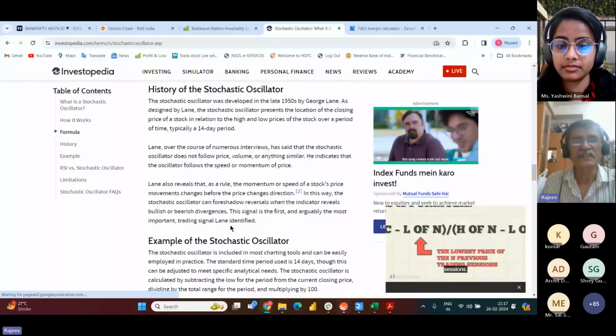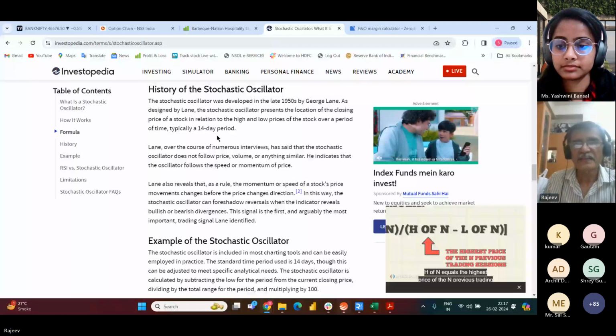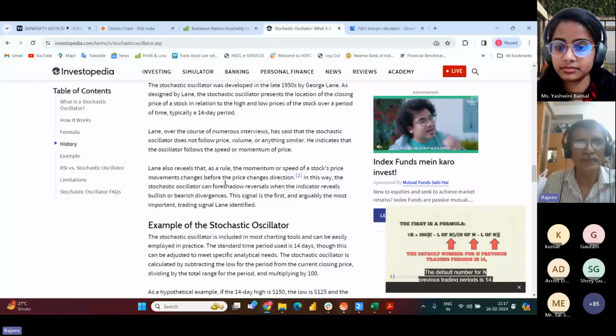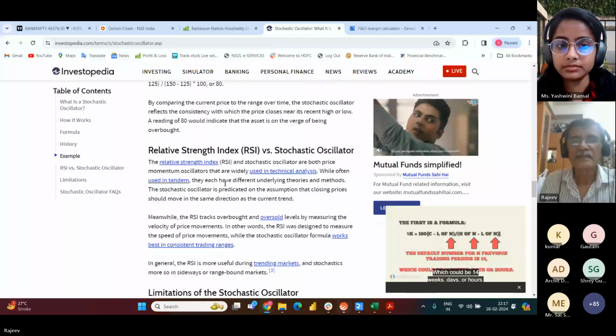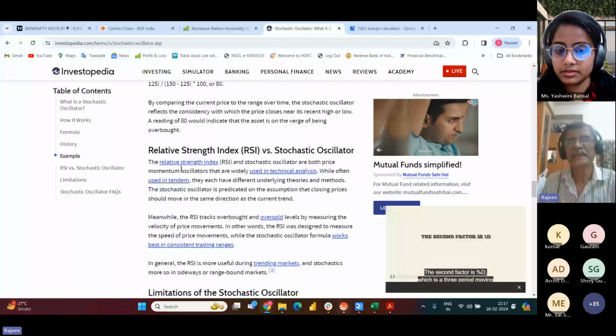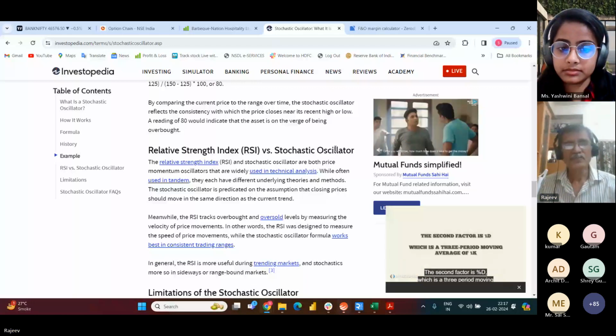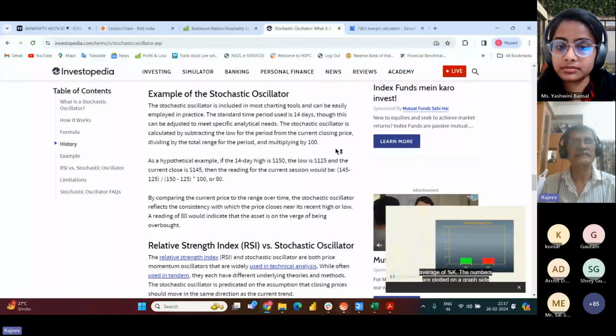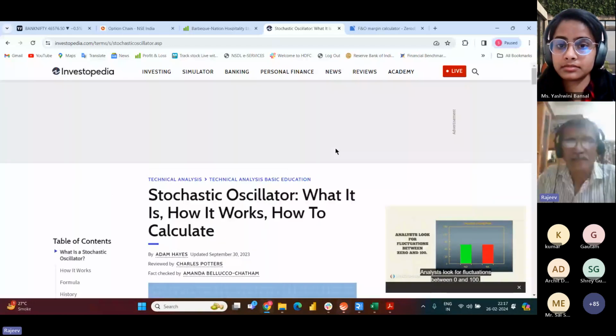All those things are presented here. Examples of the stochastic oscillator, its history. It gives some amount of history also, who developed it, why it was developed, and so on. The association with other indicators like RSI and stochastic and so on. So there is a huge amount of information available on all these websites.